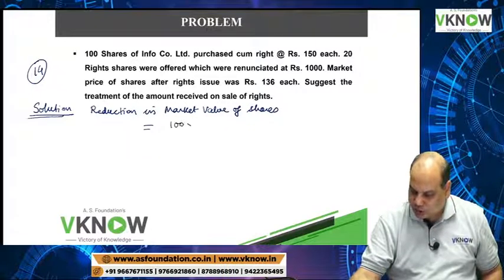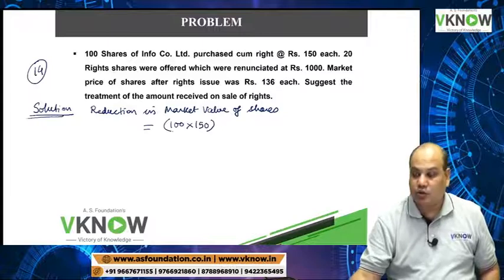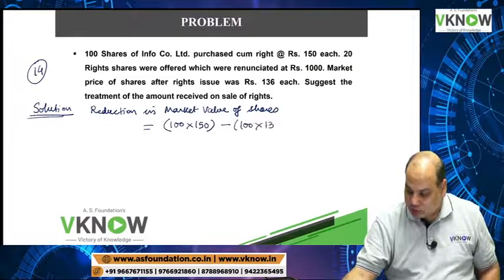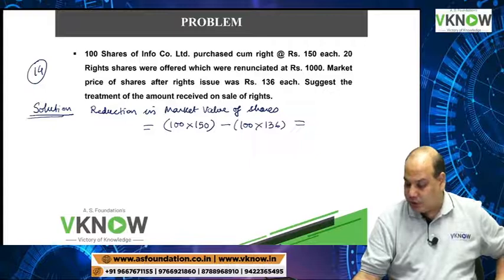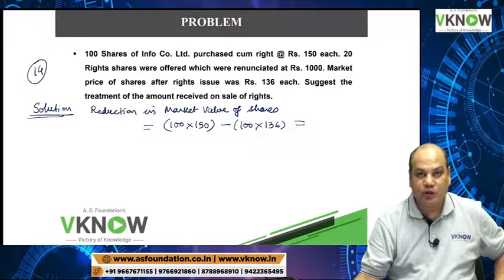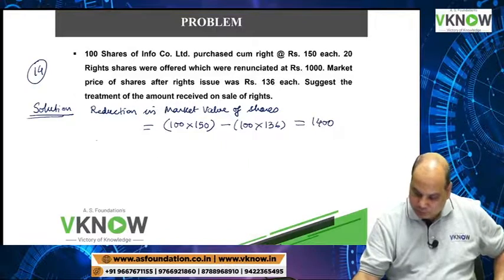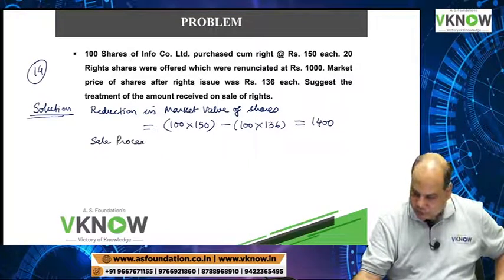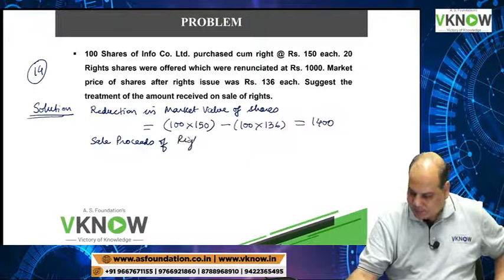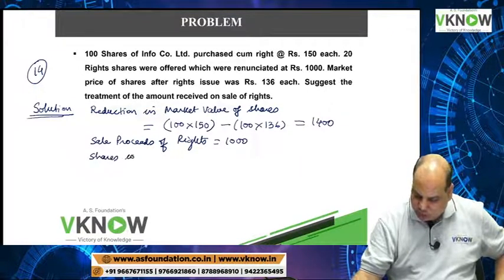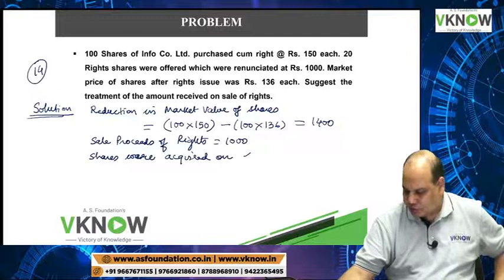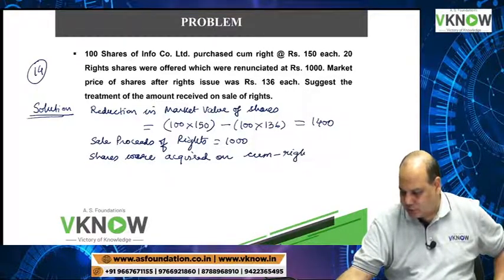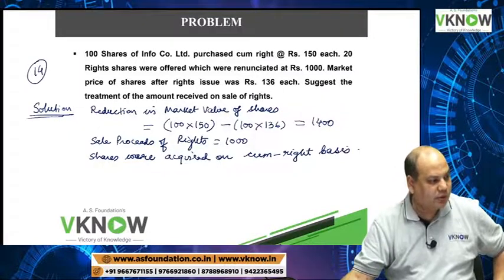Reduction in market value of share will be 100 into 150 minus 100 into 136. So tell me the answer: 15,000 minus 13,600, it should be 1400. And the sale proceeds of rights is 1000 only. Shares were acquired on cum right basis.